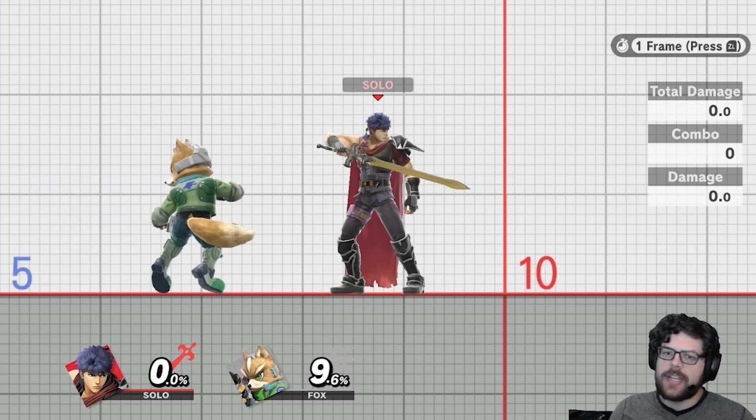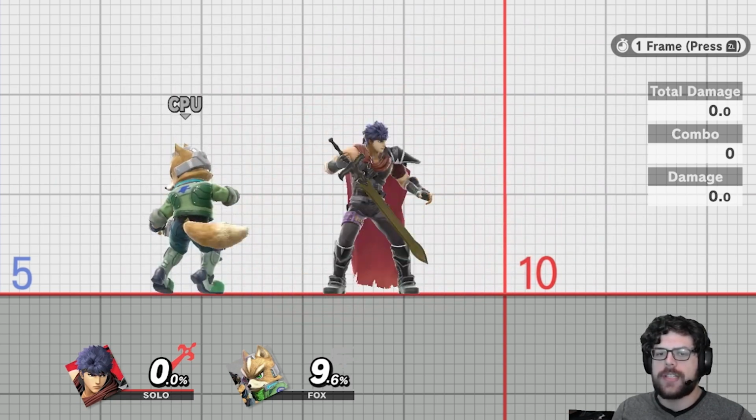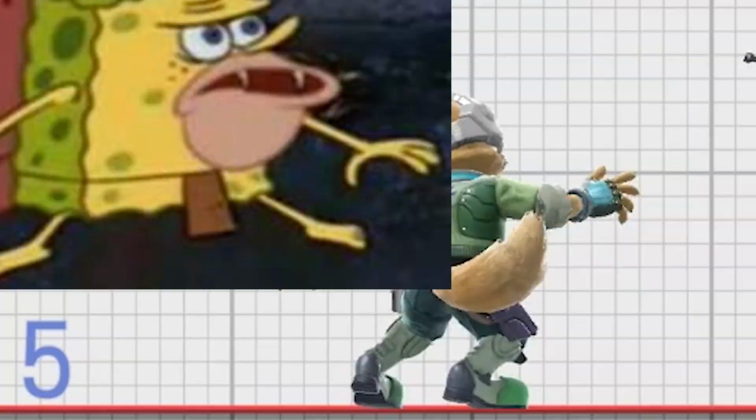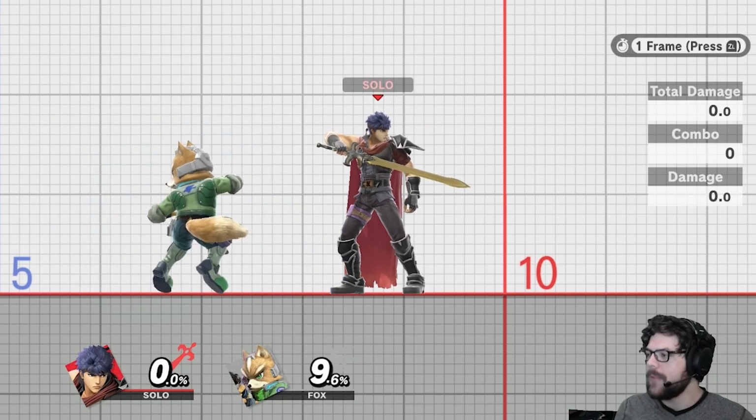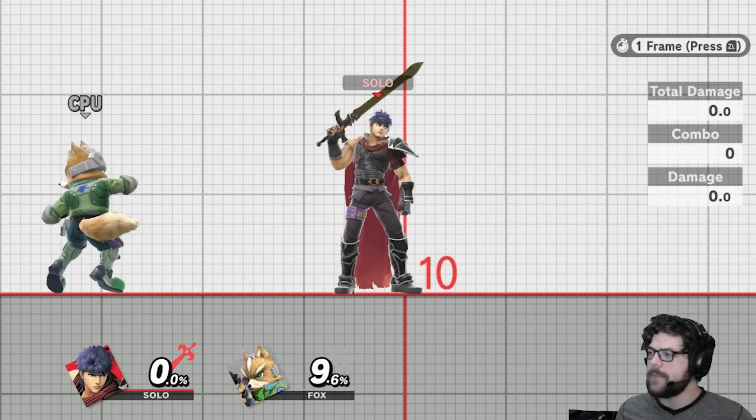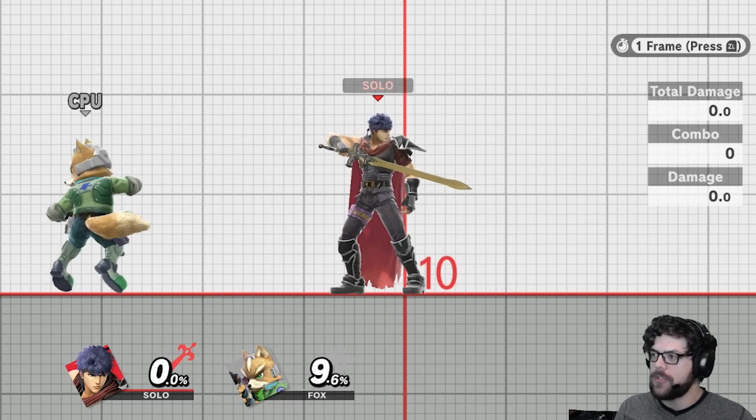Well, the answer is there's an animation called a shield drop. You can see here where Ike releases his arms like that. Fox's looks very similar, where he spreads his arms out. That animation lasts 11 frames, right? So it's going to add 11 frames onto basically any option you do out of shield.